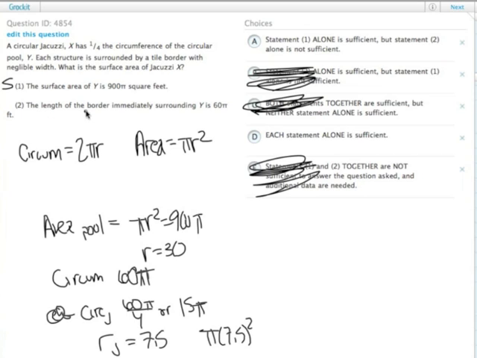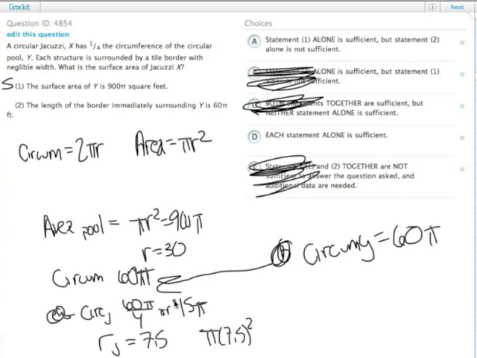Statement 2 tells us the border immediately surrounding y, which is the pool, is 60 pi. So the circumference of y, which is the pool, is equal to 60 pi. If that sounds familiar, that's because it is. That was where we got partway through the calculations. So we know how the rest works from there, and we knew that that was sufficient. Statement 2 is also sufficient, meaning answer choice D is sufficient for us to get it correct.